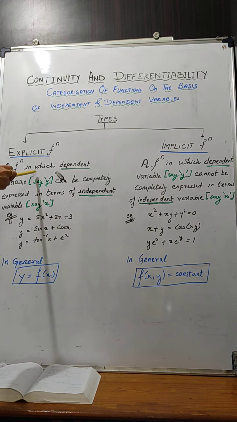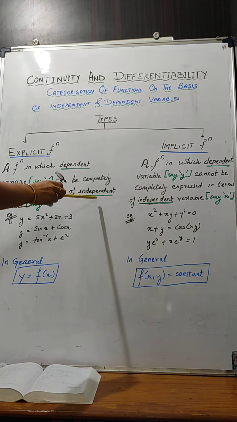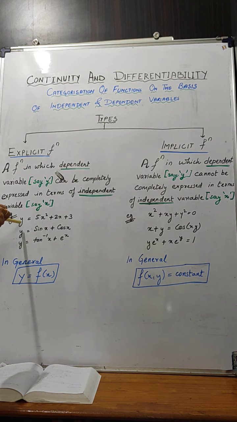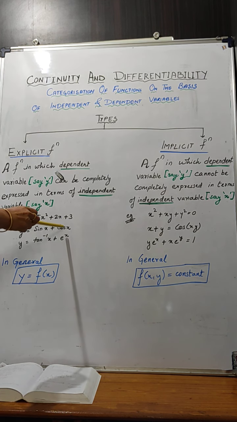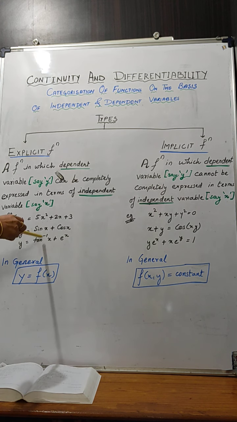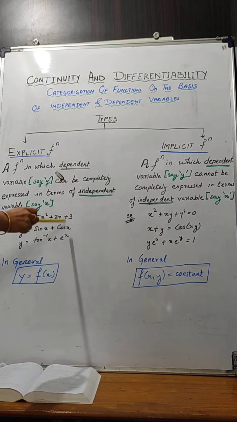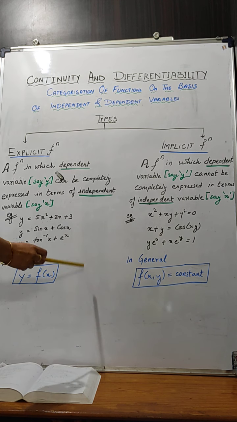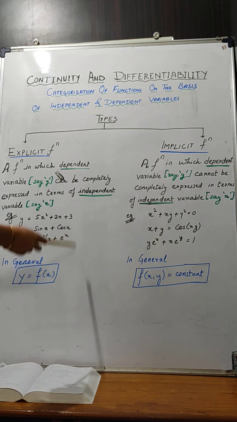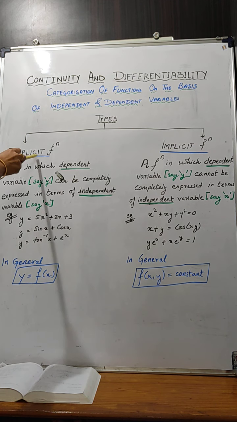A function in which the dependent variable, let it be y, can be completely expressed in terms of the independent variable, say x. For example, y equal to 5x square plus 2x plus 3, or y equal to sin x plus cos x, or y equal to tan inverse x plus e to the power x. In general we can write the above functions as y equal to f of x. Similarly, we can also express x equal to f of y, x equal to f of t. Such type of function is known as the explicit function.